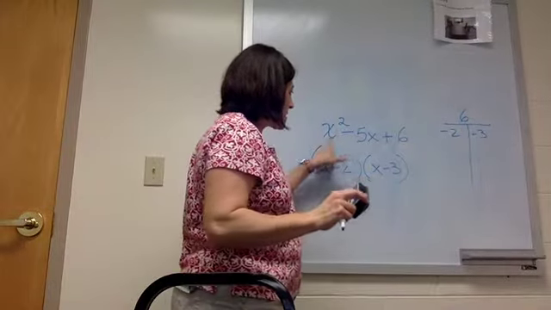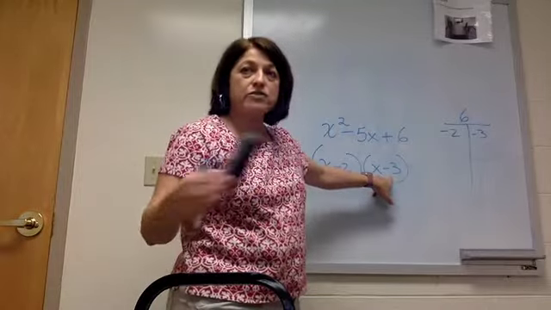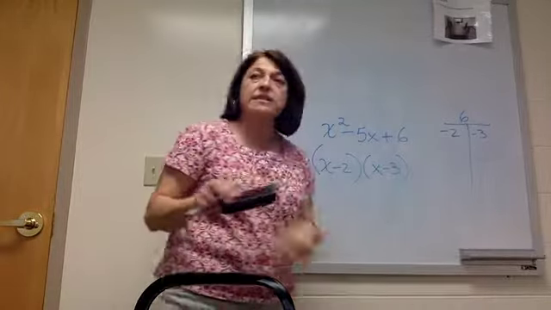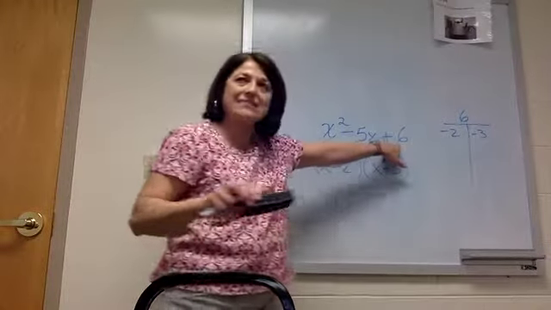So x times x, that gives me my x squared. Then x times minus 3 is what? Minus 3x. Minus 2 times x, that's minus 2x. Minus 2 times minus 3, positive 6.